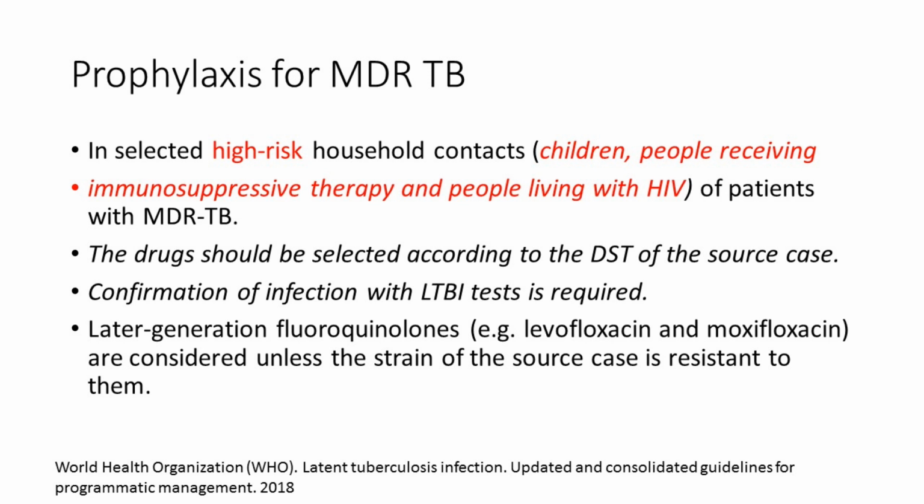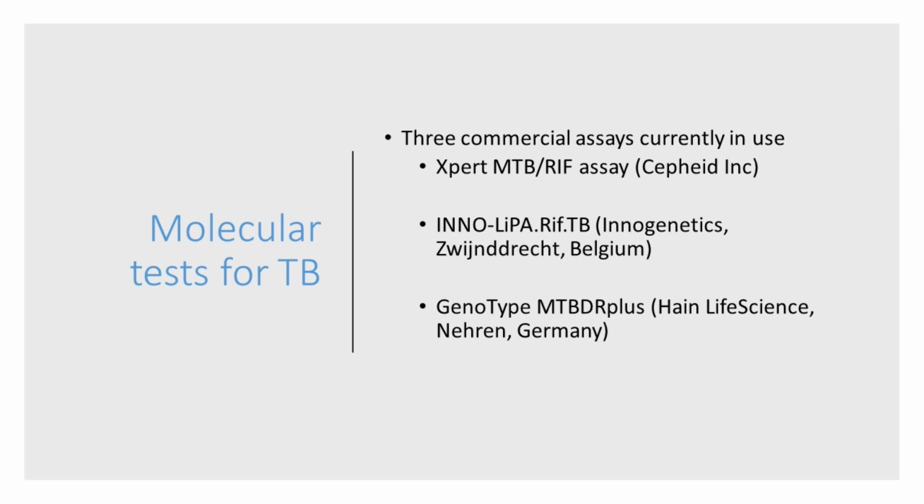Now, what are the drugs that are recommended? Ideally, a fluoroquinolone, that's like your levofloxacin or moxifloxacin, unless that strain is resistant to them, then you use other drugs. Sometimes we use pyrazinamide, sometimes ethambutol, depending on what the DST pattern is. So now this update, in selected high-risk household contacts, you could put them on prophylaxis based on the DST pattern of the index case. This was about latent TB.